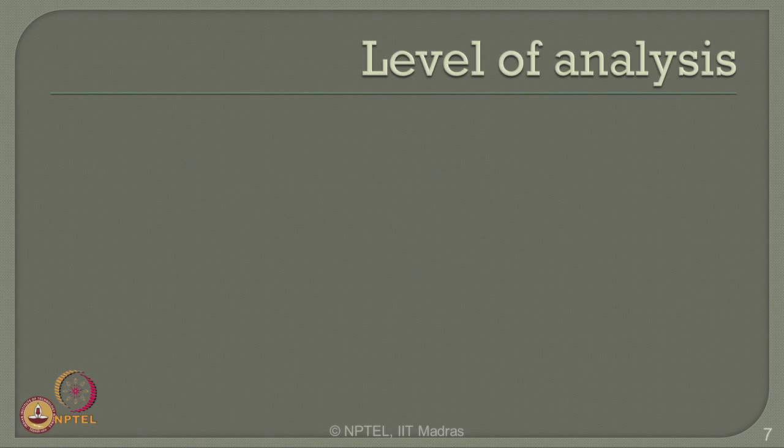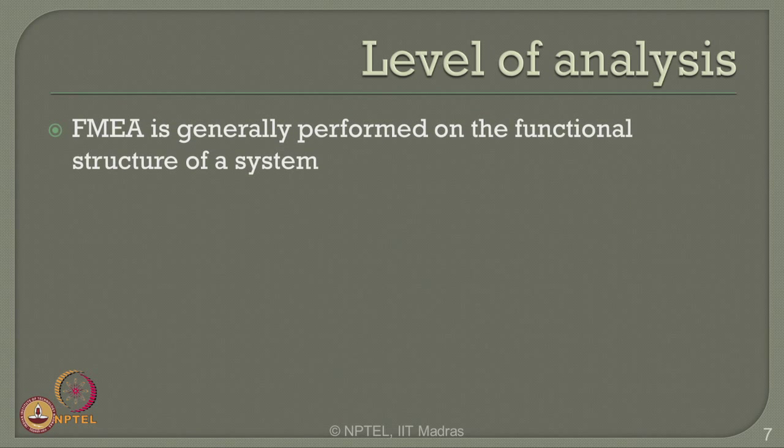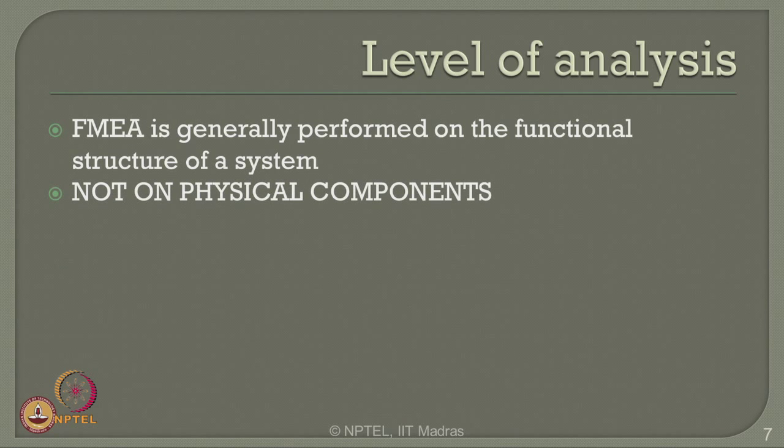Now, there is a question in mind: what do we understand by level of analysis? FMEA is generally performed on the functional structure of a given system. It is not on the physical components. Please understand, component level analysis means components while working. Therefore, we need to have a working, scaled or prototype model of a given mechanical system if we really want to perform an FMEA on a given system. So, FMEA does not focus on the physical components, but on the functional structure of a given mechanical system.